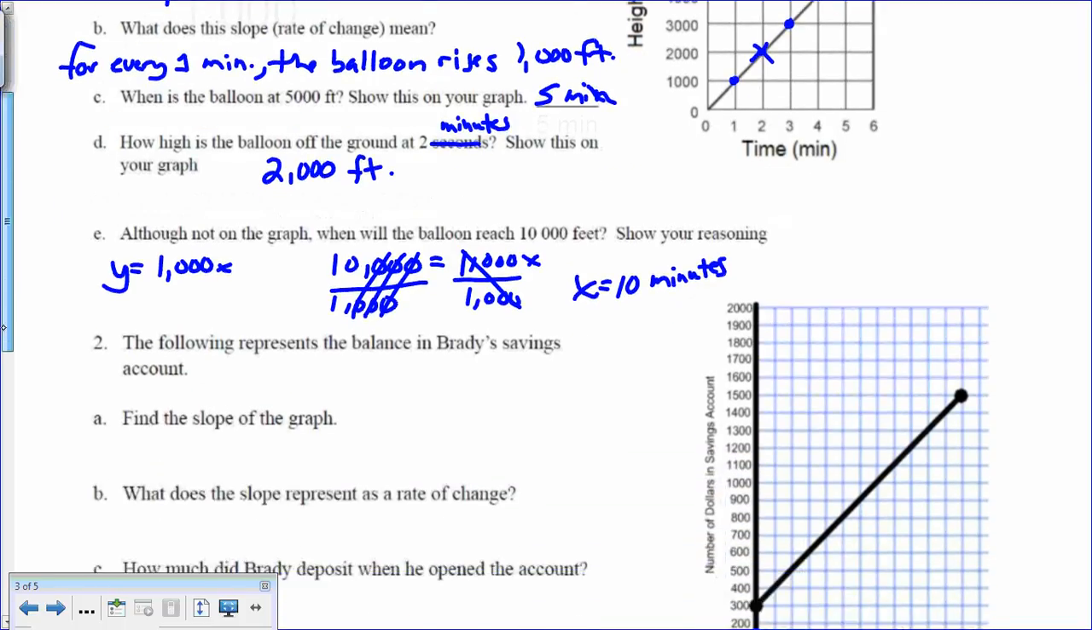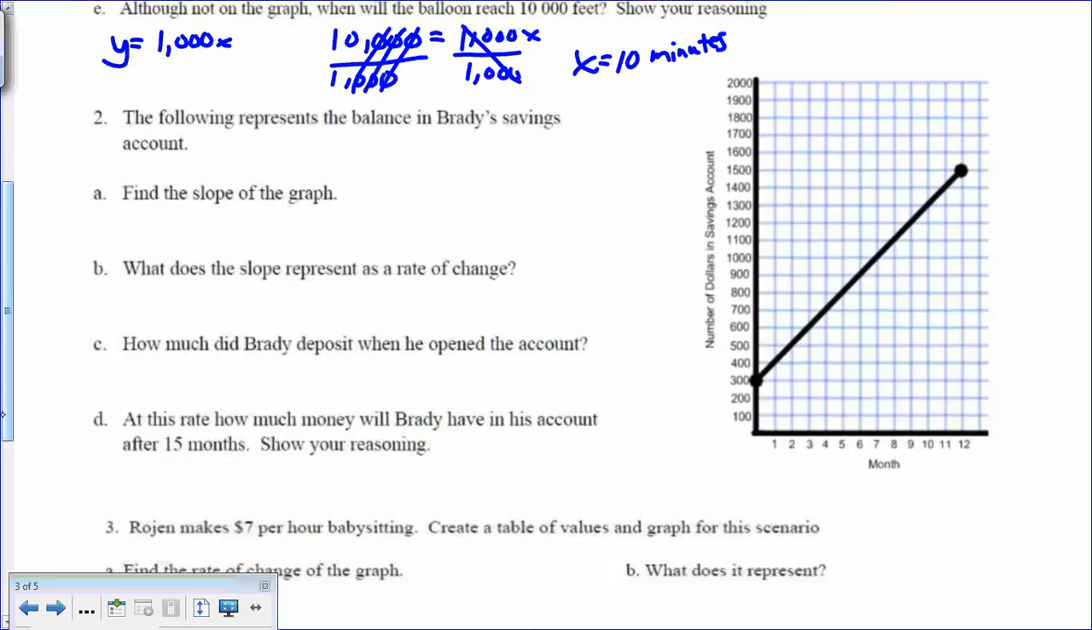All right, let's go on to another graph. The next graph shows Brady's savings account. So we can see for every 1 month, the account goes up by $100. You can see it increasing by hundreds. So at 1 month, we're at 400, then 500, 600, and 700, and so on. So the slope of this graph is $100. It's going up by $100 every time. Okay. So the slope means for every 1 month, the savings increases by $100.